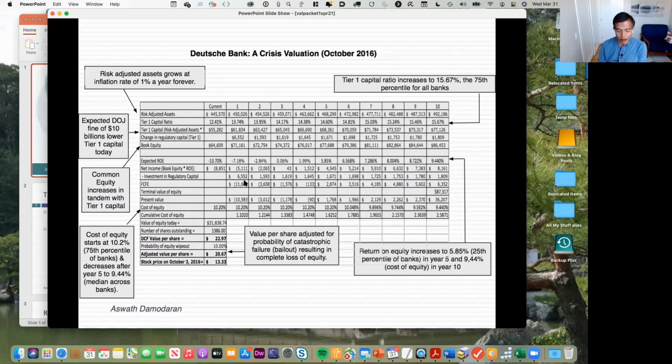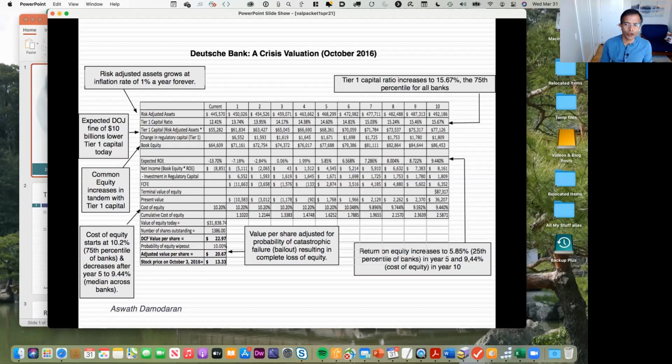I take the net income, I subtract out the regulatory capital. So in year one, for instance, I'm expecting a loss of minus 5 billion. I subtract out 6.5 billion. I end up with a free cash flow to equity of minus 11.66 billion. So what am I saying Deutsche will have to do in year one? It's a negative free cash flow to equity, so they will have to raise fresh equity. Year two, they'll have to raise another 3.7 billion. In fact, for the first 4 years, they will need to raise equity.